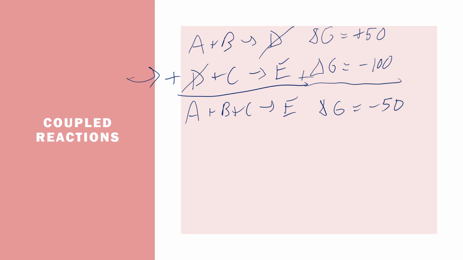Also, if you need to multiply a whole reaction by a particular factor, you would also multiply the value of free energy by that factor. So if I needed to multiply this one by 2, I would also multiply delta G by 2, or you can multiply the whole thing by 1/2, or whatever it is. You can do that just like with Hess's law.